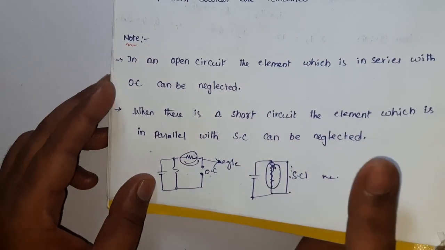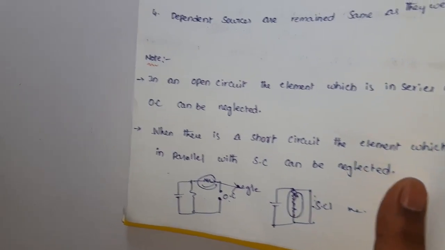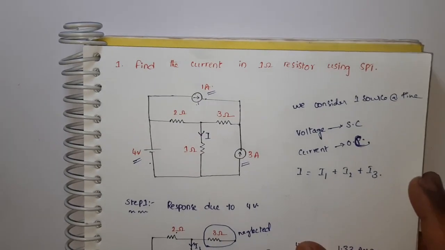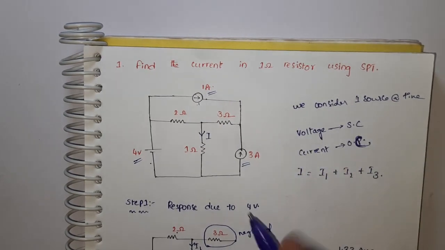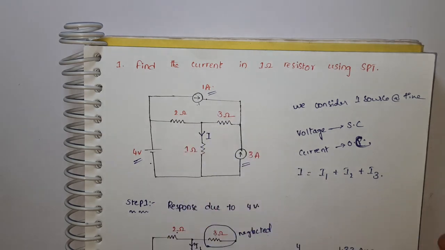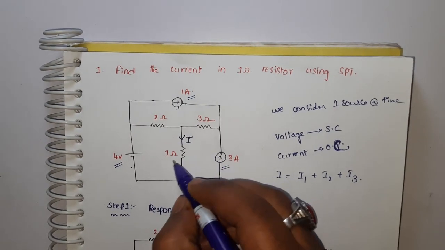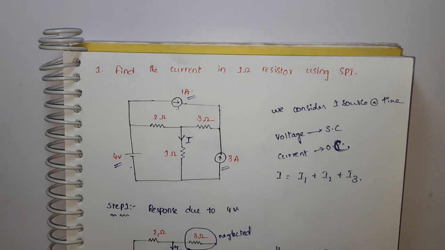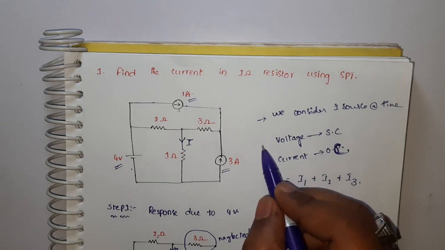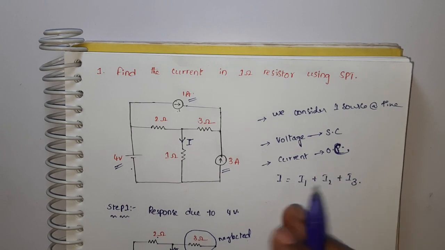Okay, let us solve one example problem so that we can easily understand what superposition theorem is. Find the current in the 1 ohm resistor using SPT. So this is the circuit which was given in a previous examination. We must find current I which is through the 1 ohm resistor. So what is the procedure? We must consider one source at a time. Voltage sources must be short circuited. Current sources must be open circuited.